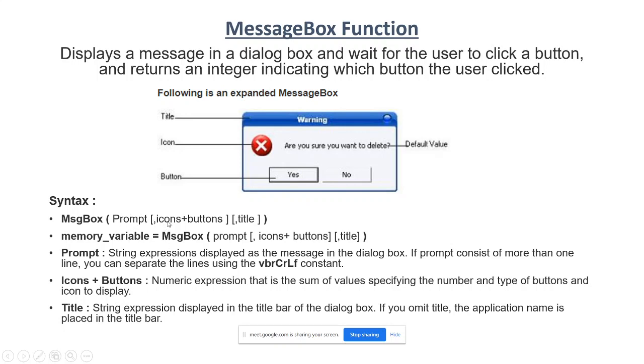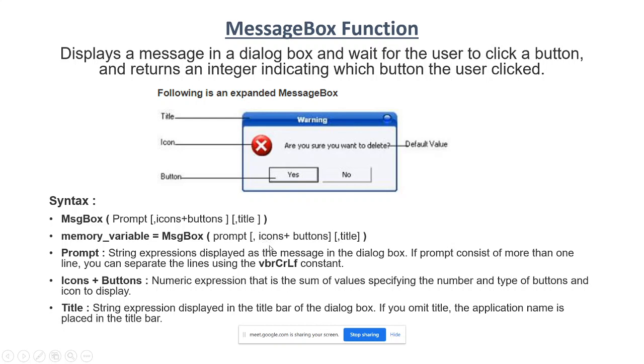Then the other arguments, that is icons, buttons and title, these three arguments are not mandatory. If you want to use them, you can use them, otherwise you can leave them. They are optional, hence they are written in square brackets. But if you want to display the same icon in the message box as shown in this PPT, then you can write the particular code for the icon.